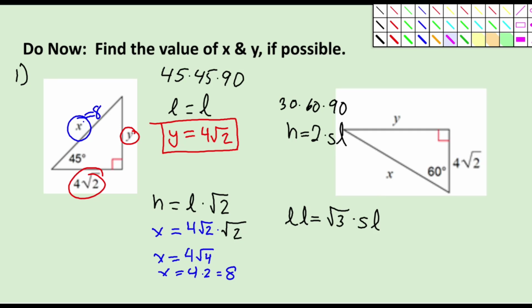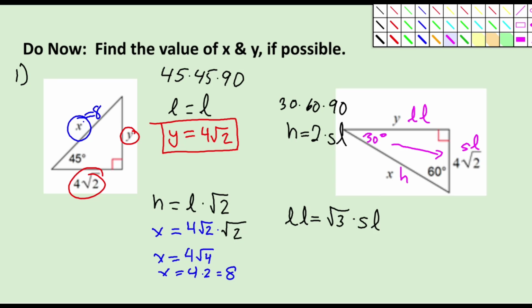So the short leg is always across from the 30-degree angle. So my short leg is right there. So there's a short leg, so we know that piece. That means this must be the long leg, and this must be your hypotenuse. So let's do some quick substitutions, and we should be done with this problem.